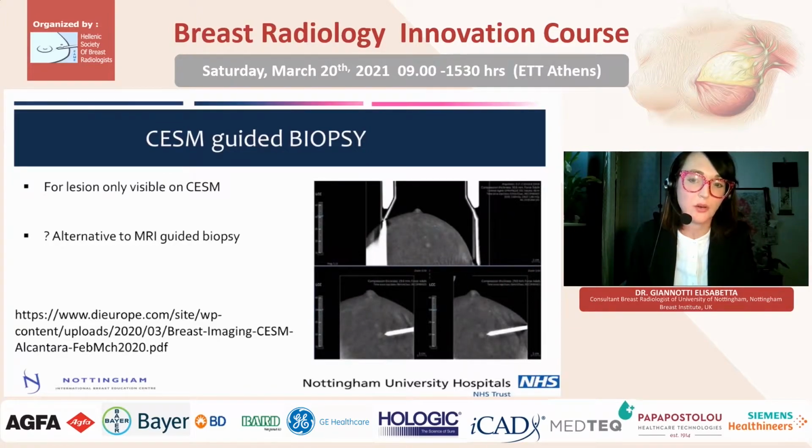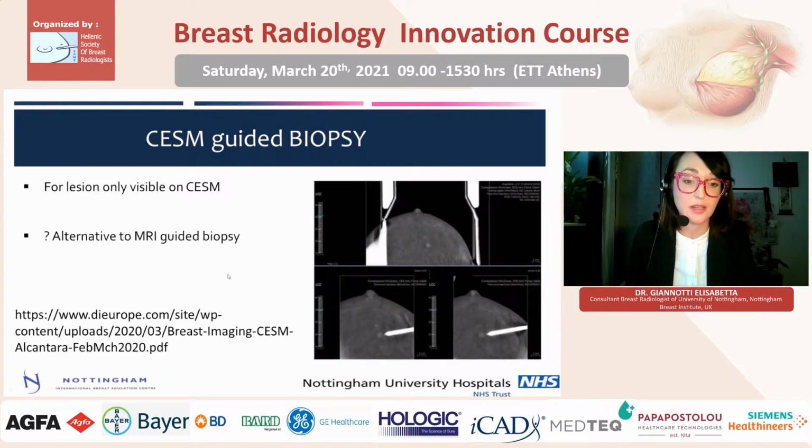So until now, if a lesion was visible only on contrast mammography, the only way to do a biopsy was to do an MRI biopsy, because as we said, they work in the same way. But now it's possible to do a contrast mammography guided biopsy with stereotactic guidance.